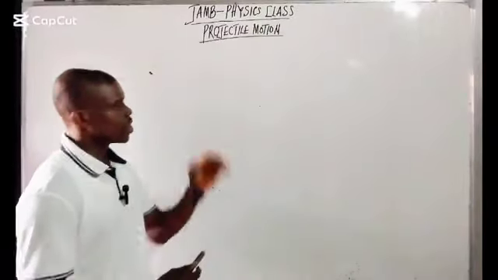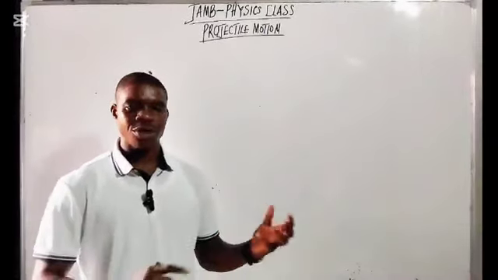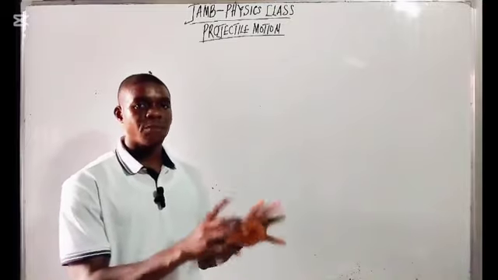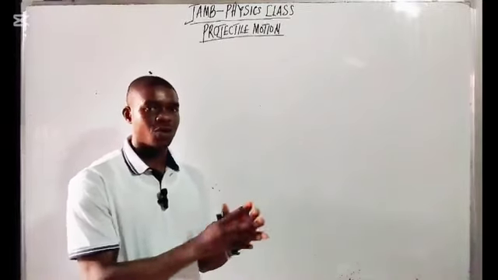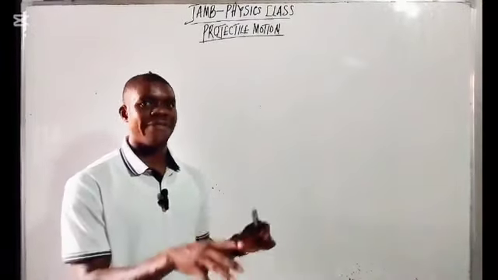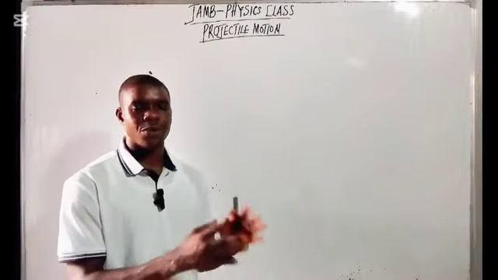Let's focus on projectile motion, JAMB Physics class. In this video, we are going to look at what projectile motion is and the two types of motion associated with it, which are the horizontal motion and the vertical motion. Then we have to study them very well. After that, I want to look at the formulas associated with projectile motion.